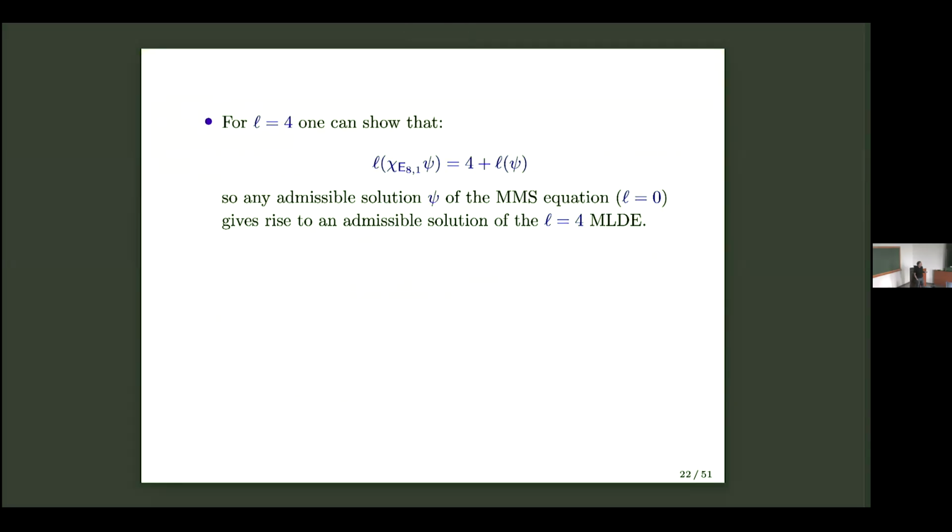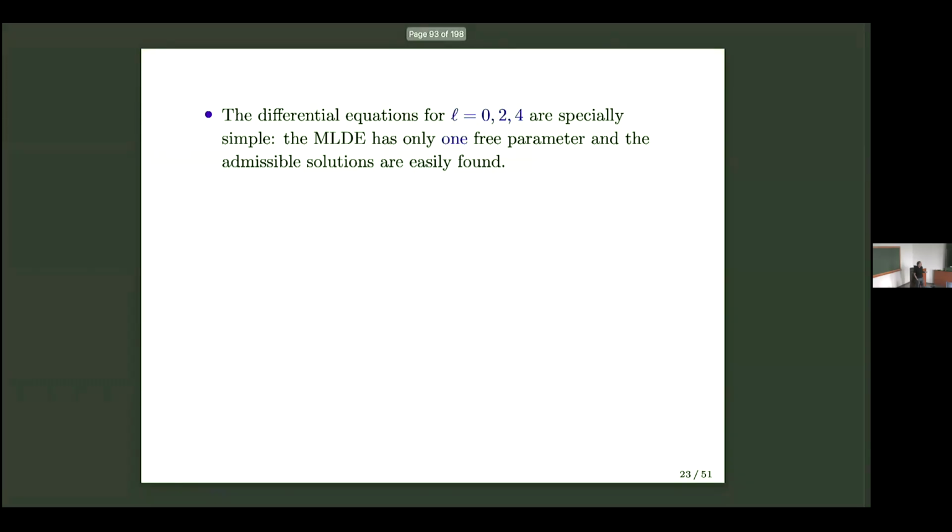Okay, and for L equals 4, there's a similar story, but for lack of time, I'm going to skip it. But I just want to say that L equals 0, 2, and 4 are very special because these are the cases where the MLDE has only one free parameter and the admissible solutions are easily found. And all hell breaks loose at L equals 6.